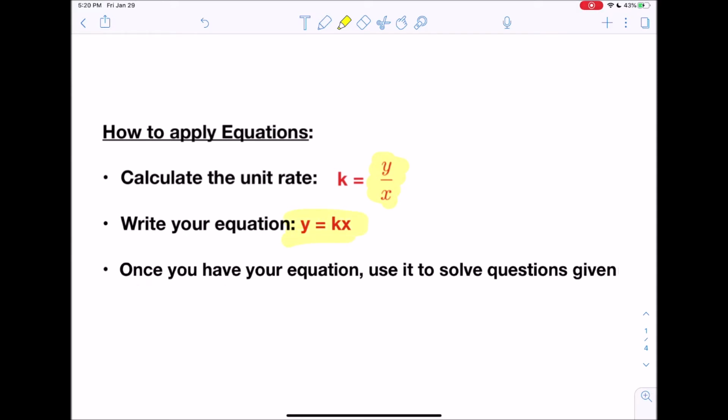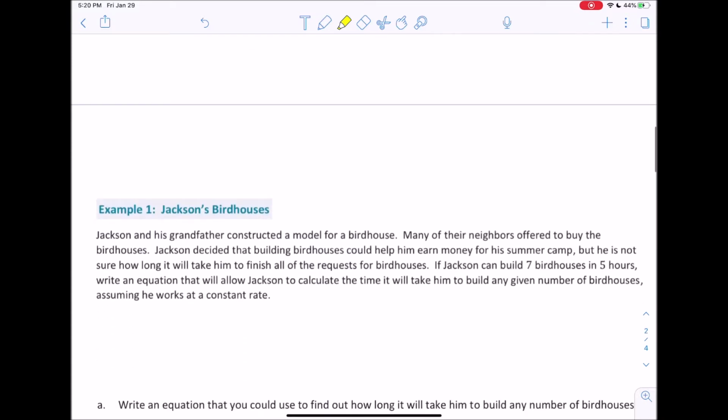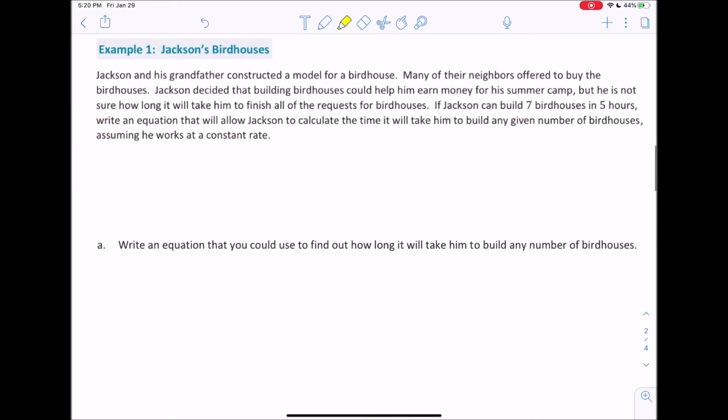And then once we have the equation, we'll be given x's or y's in the problem. And then all we have to do is plug in the value for the x or the y, whatever we're given, and it will give us the answer we're looking for. So let's take a look at a couple of examples.